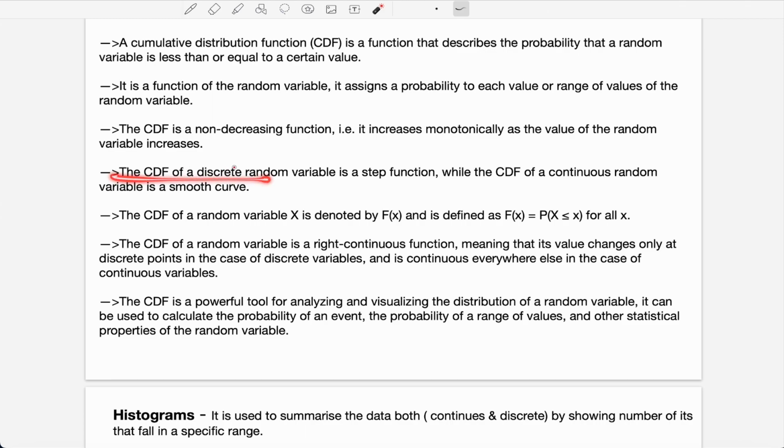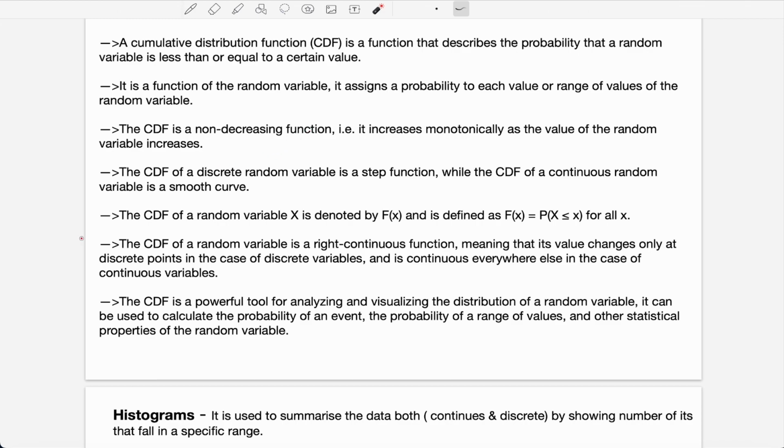The CDF of a discrete random variable is a step function, while the CDF of a continuous random variable is a smooth curve. In the discrete case it is like a step, and in the continuous case it is a smooth curve. It will make more sense in our further lectures. As of now, just have a basic introduction to what the CDF, PDF, and PMF are.